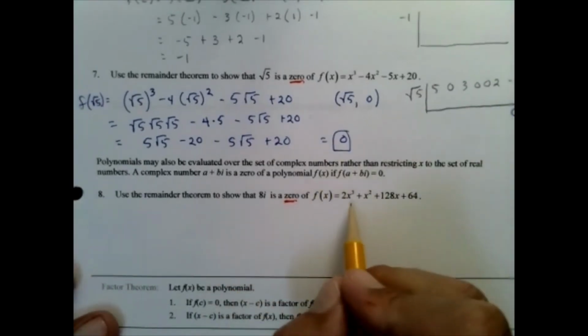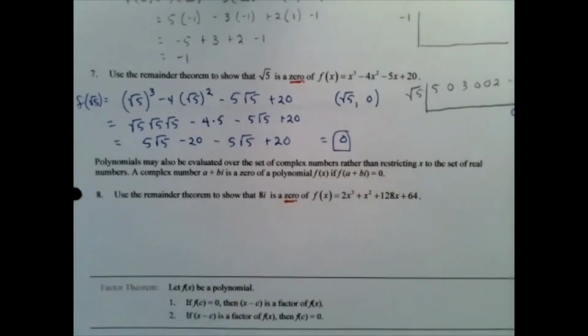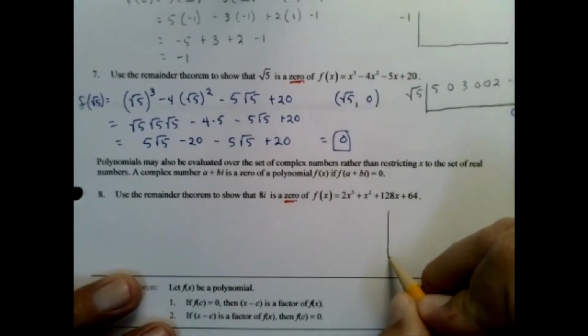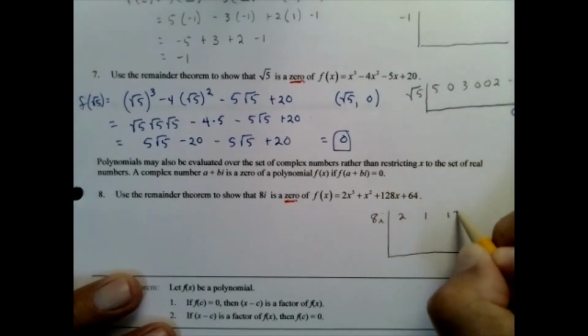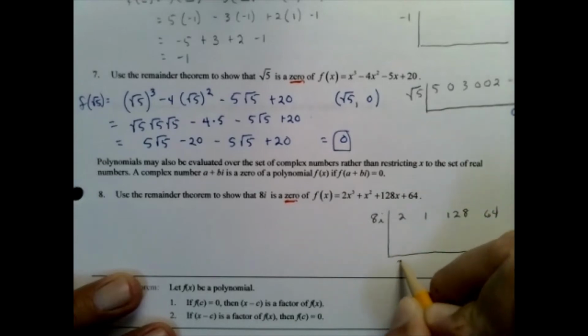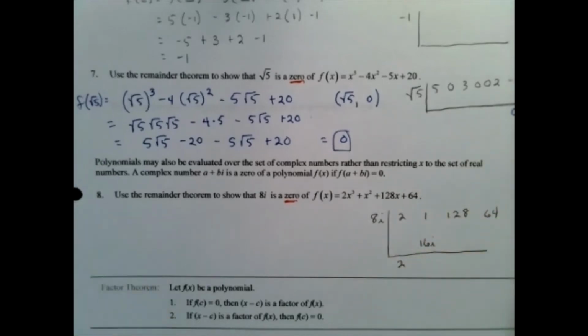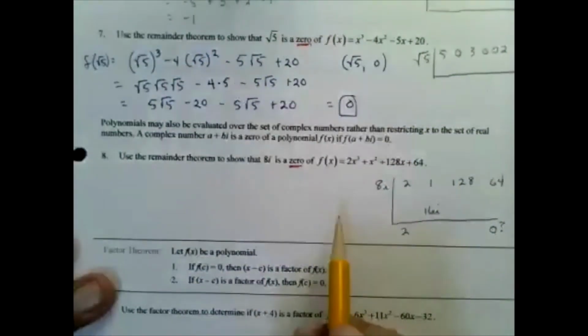Let's see. I want to show, I'm going to put 8i in for x. Because my other choice would be to go 8i, 2, 1, 128, and 64. Oh boy. Now I'm getting into working with complex numbers, and they're very complex for me. But I'm hoping that this guy down here becomes 0, and I'm saying, well, I don't have to do it that way. I can do it by plugging it in and seeing if the y value is a 0 like I did up above. And that's what I'm going to do.